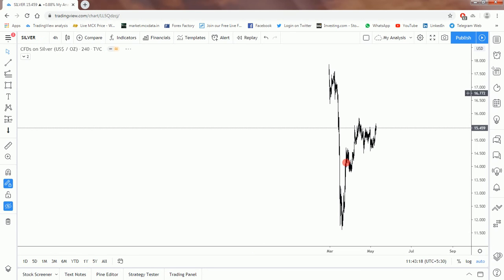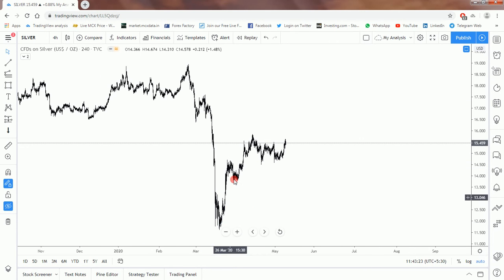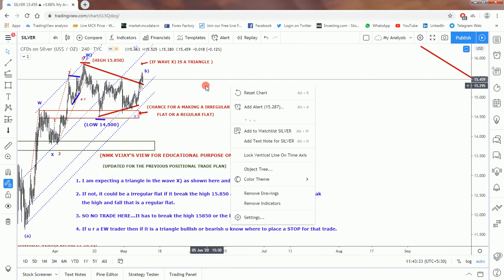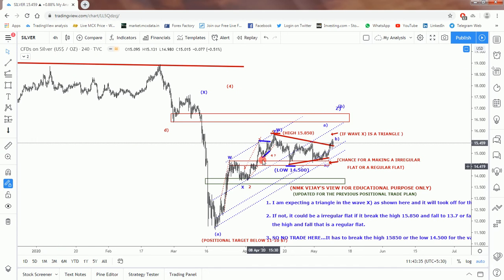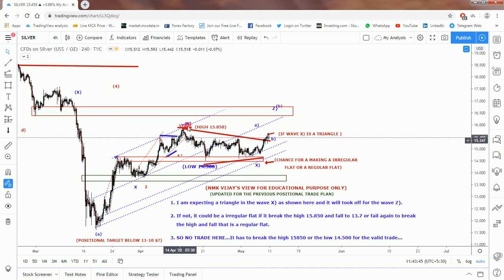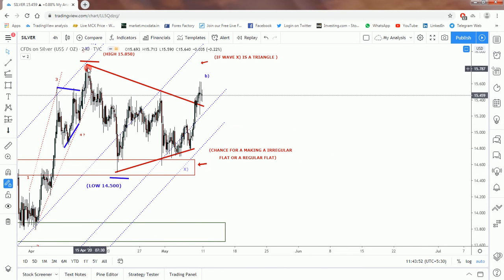Silver also, here a 5-way structure has ended, or it could be an ABC also. It's a WX. So A is ended or whatever it is here. WX, Y is ended in the diagonal pattern. So the whole W is ended here. It's a three-way structure. So we are in the X wave. If X is a triangle, it doesn't want to break this high and it doesn't want to break this low. Right now it's not yet broken.